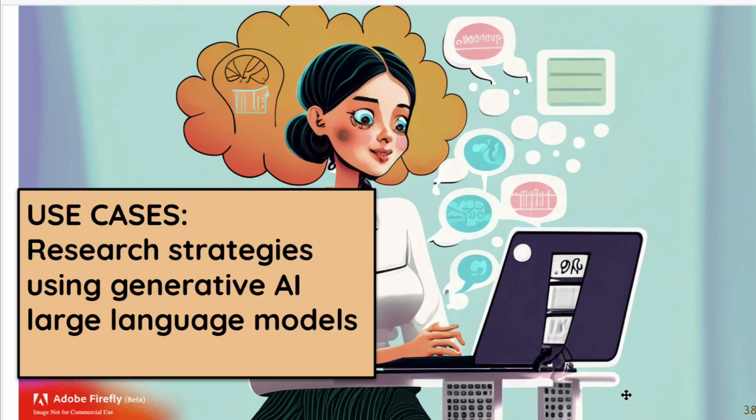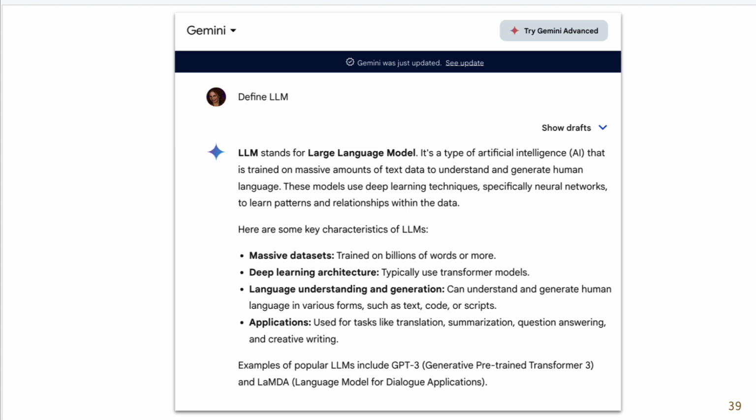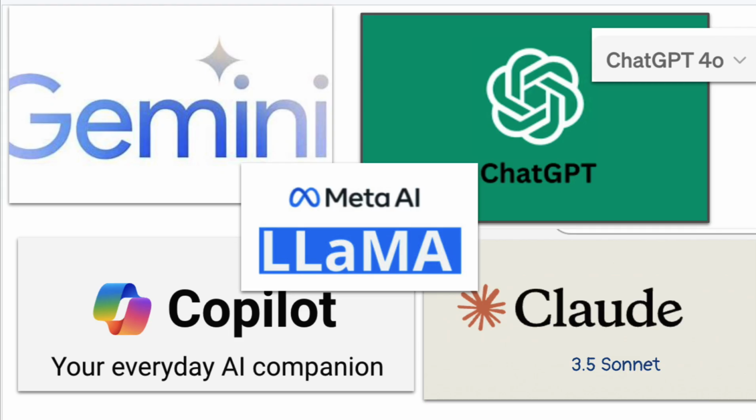What I'm presenting now is use cases for generative AI across the large language models. If you don't know this, a large language model is a type of artificial intelligence that's trained on massive amounts of text data, and more than text data now, to understand and generate human language. These models use deep learning techniques, specifically neural networks, to learn patterns and relationships within data. So, these are the ones that are currently popularly being used, and we'll take a look at some of their output.